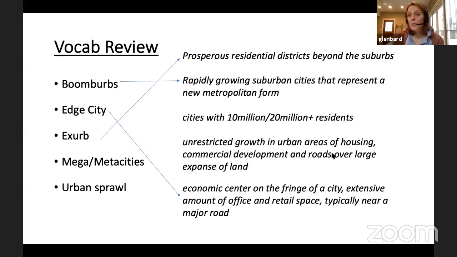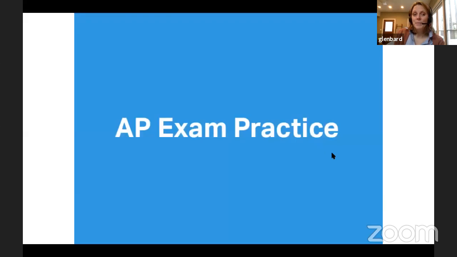Then we got those prosperous areas, those areas that, why can we do that? That telecommuting. Think about your space-time compression that you learned about earlier in the year. Your megacities and metacities. At the end of the day, you're going to have to know where things are located because you have to be able to draw some conclusions. And then ultimately, we see that urban sprawl happening, that massive unrestricted growth.